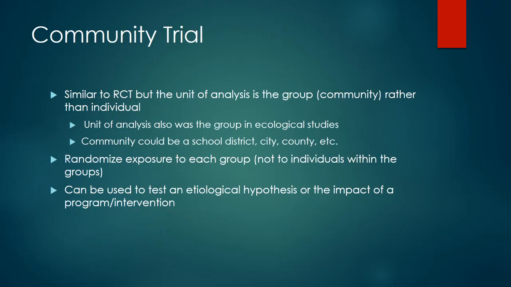So far we've been talking about randomized trials in the sort of traditional sense, which is an individual level randomized trial, but it's also possible to do this at the community level, so group unit of analysis rather than individuals. And an example of a group in a community randomized trial would be something like a school district, a city, a county. In the context of health services research, it could be a clinic or a ward within a hospital. And so in these trials, we randomize groups to exposures rather than individuals within those groups. So it can be used to test an etiologic hypothesis or the impact of a program or an intervention.